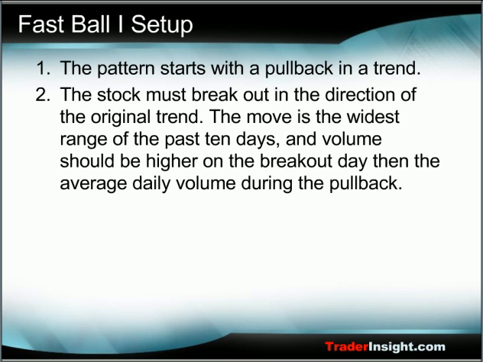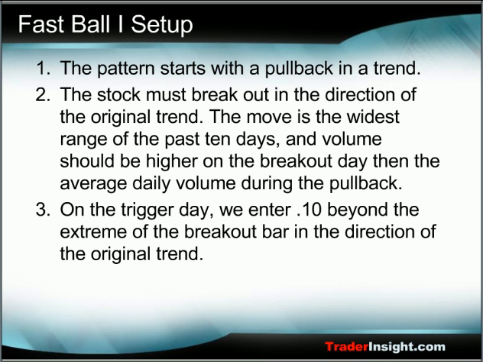I want to see a directional breakout. So I want to see a breakout in the direction of the original trend, with the move being the widest move of the past 2 weeks, so the past 10 trading sessions. And volume on that breakout day should be higher than the average daily volume during the pullback. And I also like to see these things close in the top 25% of the bar. In the case of a long, in the case of a short, the bottom 25% of a bar. And the closer to the extreme of the bar they are, the better.